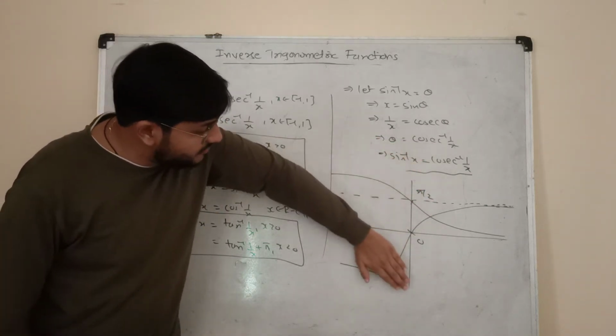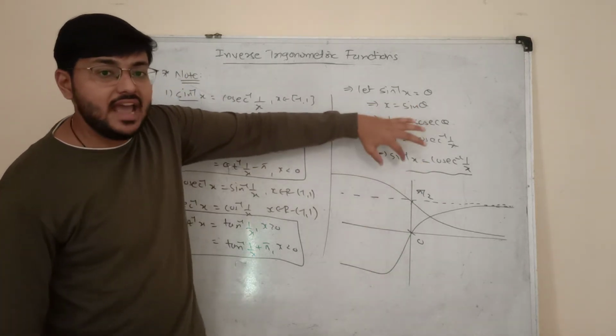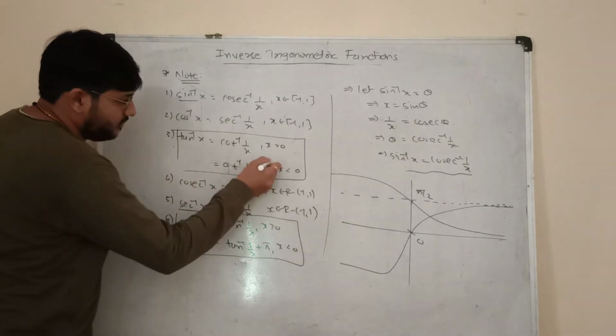So to convert the values of this tan in terms of cot, we have to subtract pi from the cot. Just check. This is the case.